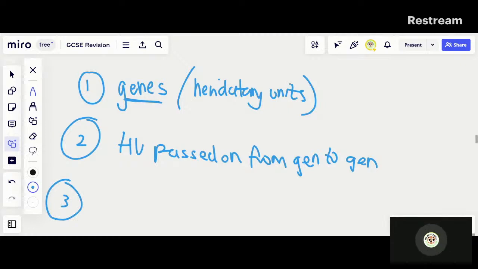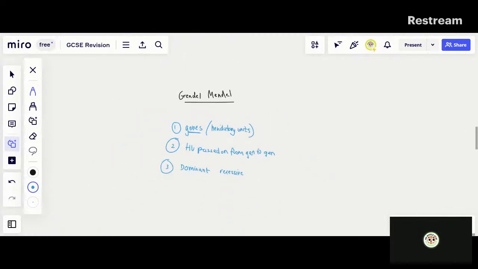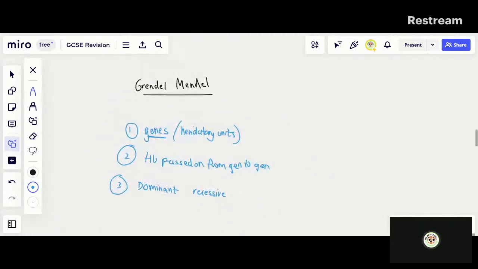The third thing is that they can be in one of two states. A hereditary unit can be in a dominant state or a recessive state. Dominant and recessive means that if it is dominant, the dominant would show. If it was just recessive, then just the recessive would show. Be aware of those three.